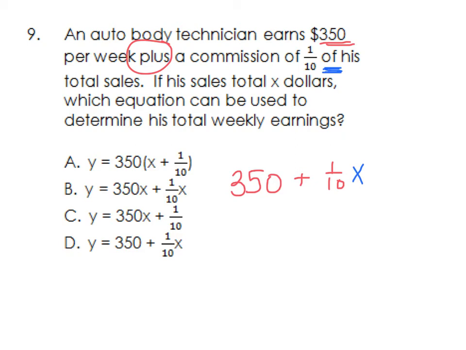So this is our equation. So now we just look, and we look for 350. It's not 350X. Sometimes people want to put 350X. But if you look, X is his total sales. So it's not 350 times his total sales. It's $350 for that week plus 1/10 of his total sales. So the answer is B.